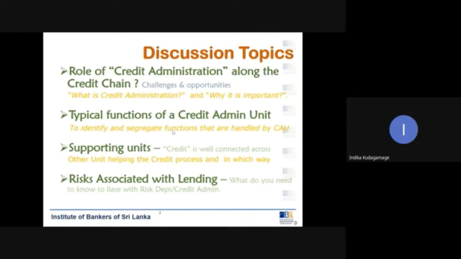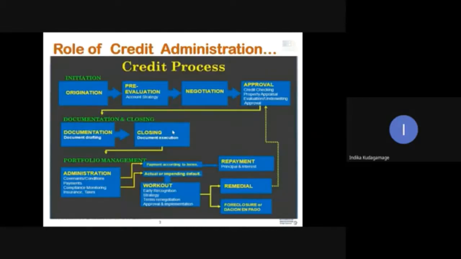It covers the risk and supporting units, all those things, but I have covered those parts earlier, so I'm not going to do that part. I will be doing the main two topics. Right? So you have seen this slide prior to this as well.